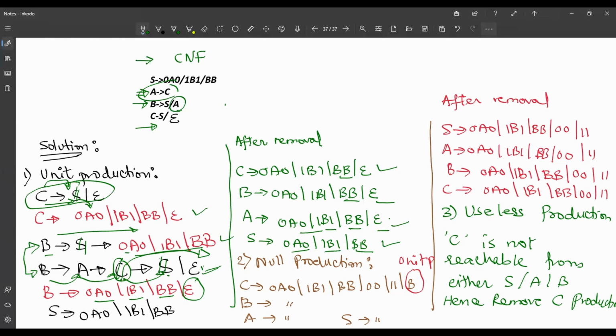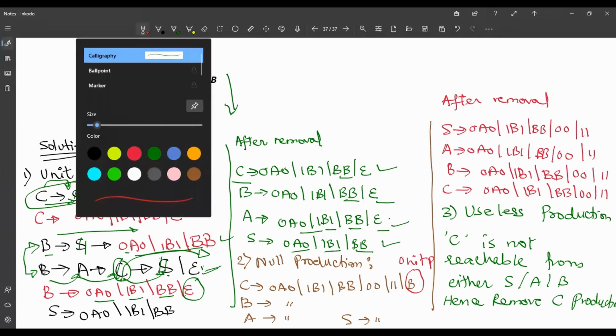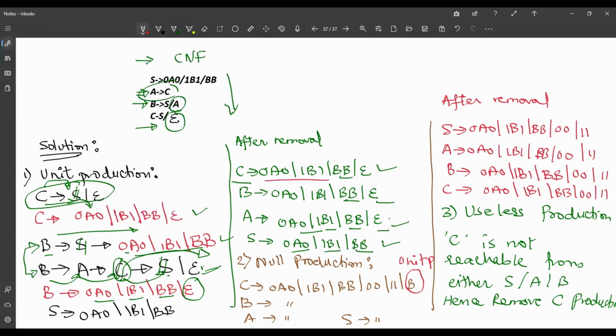Now if you look at the grammar again, we can find the epsilon. Now what we are going to do is remove the null production, the epsilon production. After checking the C production, we can find that C has the values 0A0, 1B1, BB, and epsilon. So we are going to substitute the value of epsilon in all the productions which have epsilon.